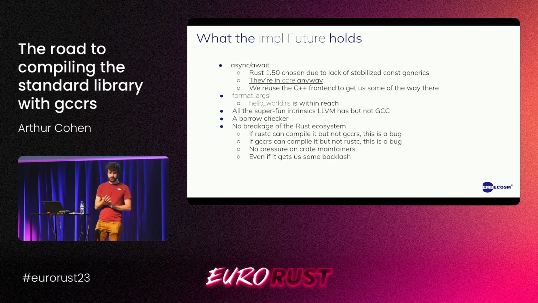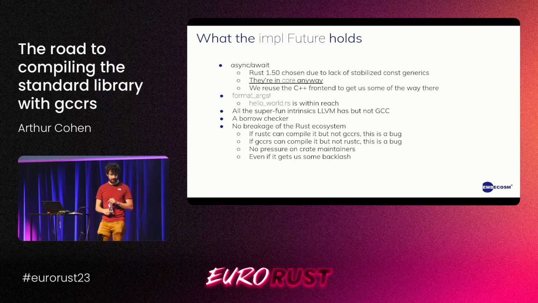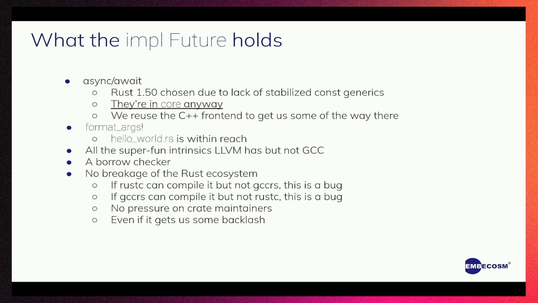Then, format_args. format_args is a very fun built-in macro that needs to parse and handle a lot of format specifiers and is able to format your strings. This is an interesting macro because it's the one that's used by println. What this means is that you still can't do hello world in gccrs. I'm working on it, and as soon as format_args is working, well, we'll be there. But yeah, at the moment, this is not the case.